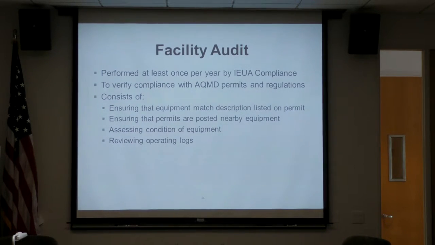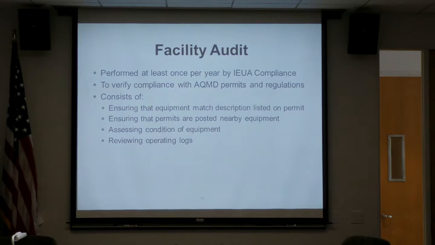So to ensure that our facilities are in compliance, compliance will be performing internal audits once a year at least. And basically what we will do is act as if we are AQMD, and we want to walk around the facility to make sure that the equipment description on the permits match with what's actually at the facility. And if it does not match, compliance will be responsible for submitting an application to fix the permit.